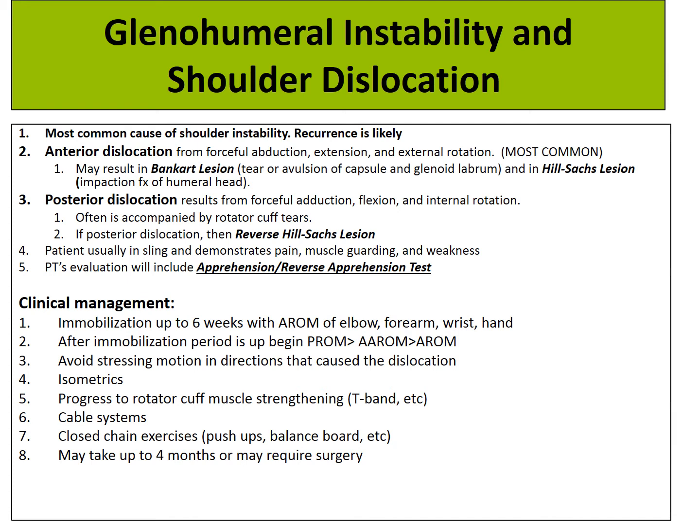When we talk about strengthening, we are going to begin with isometrics. And we're going to make sure we want to rehab the rotator cuff muscles as well to make sure that we have good shoulder mechanics. And here are some examples that you may want to do: some cable systems, TheraBand. You are going to progress to closed chain exercises. And the idea is that this recovery may take up to 4 months, and possibly longer if surgery has occurred.